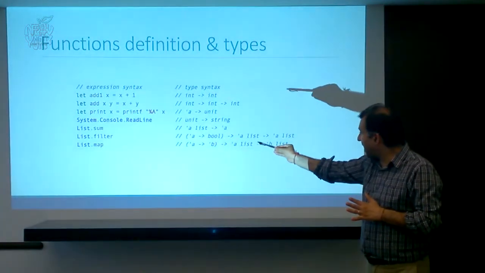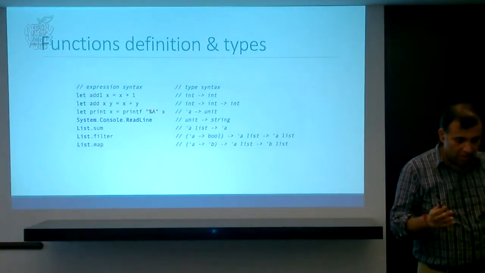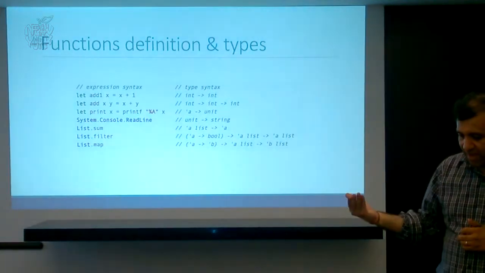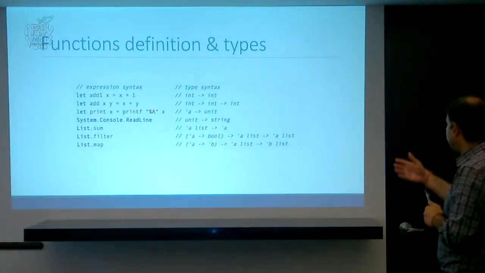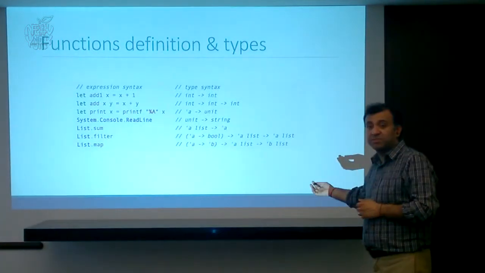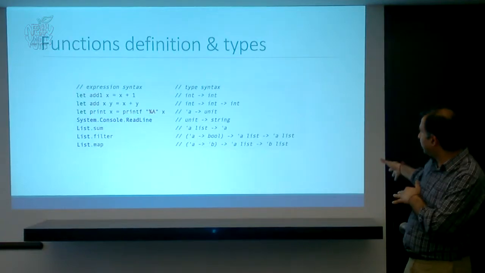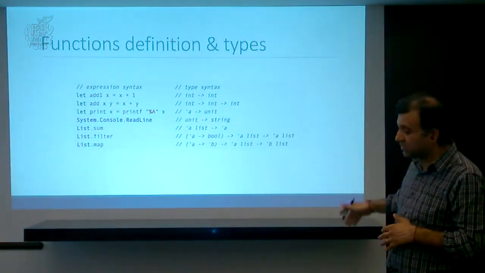You see the same thing happening here. Map, for example: I can define a function that takes a string and gives me back a number, let's say the length of the string. And then I pass this function and I give you a list of strings and I get a list of numbers back. So I'm passing a function, I'm passing one list and getting another list. So this is how FSharp defines its types.